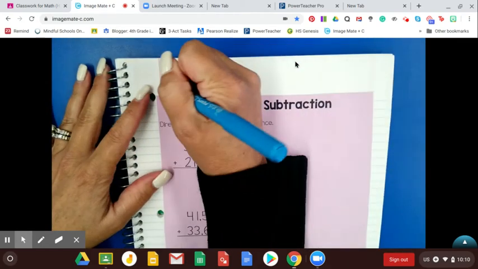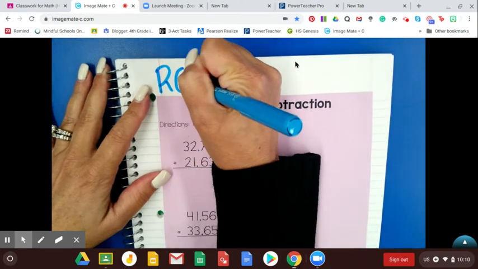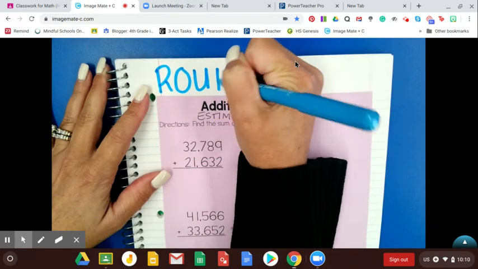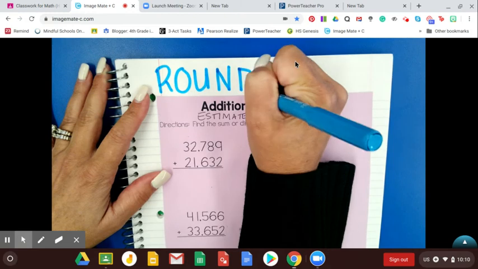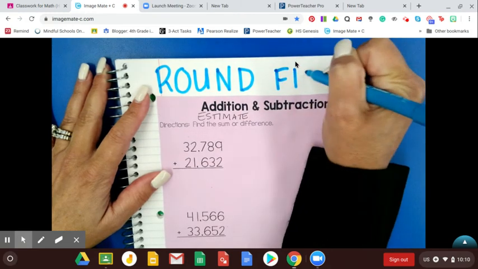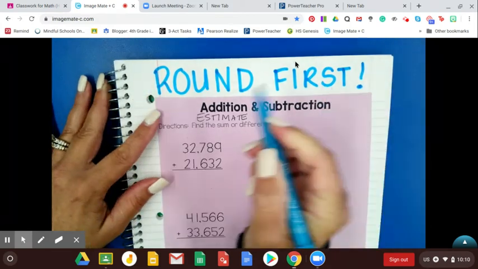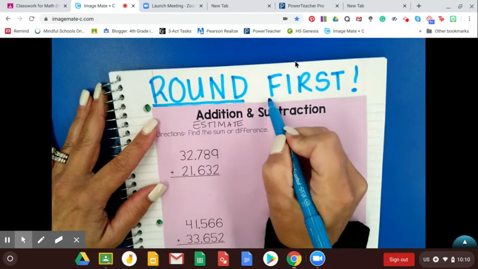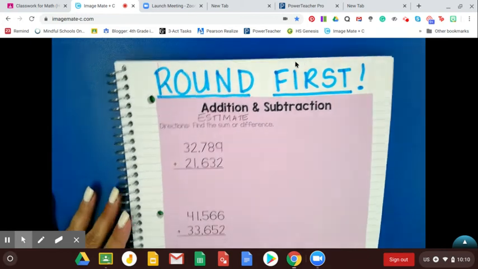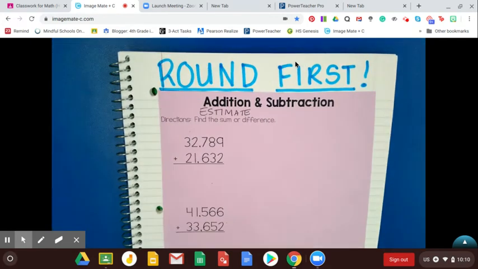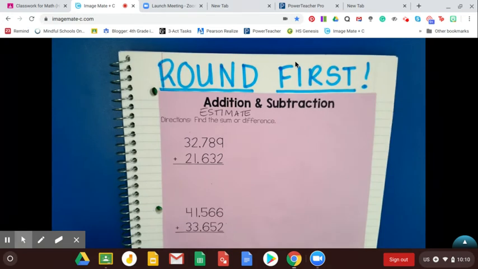So I am going to write that really big on the top of my paper, just to remind myself that I need to round first. Really, really important to round first. Then I add or subtract. Okay, in that order. It has to be in that order. You can't just solve the problem and then round your answer. It's not the same thing. Round first, then add. Round first, then subtract.